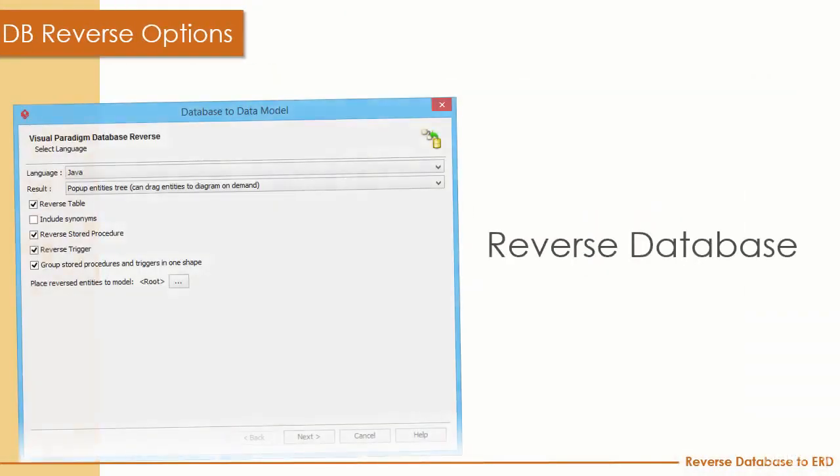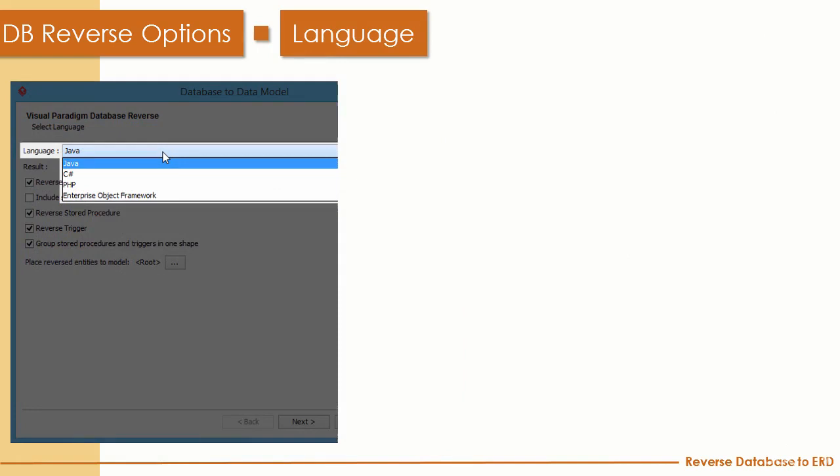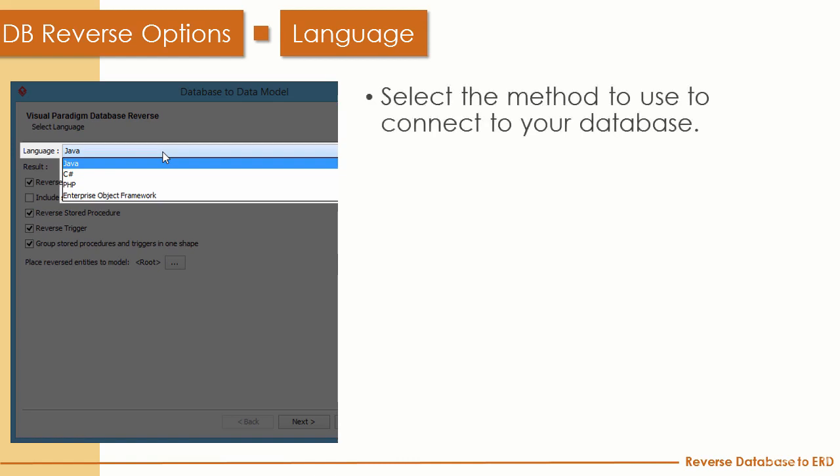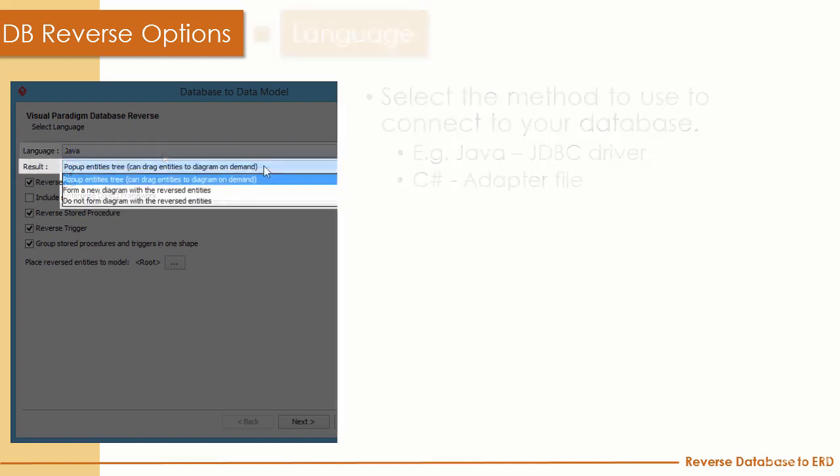Let's move on to talk about the different options. When you reverse the database, you will see a lot of options. The first one is the language. You can select what method you want to use to connect to the database. You can select Java, where the JDBC driver is used, or if you're using C Sharp, it uses the adapter file.